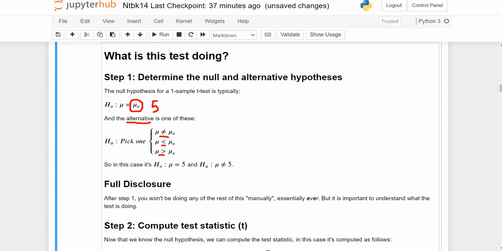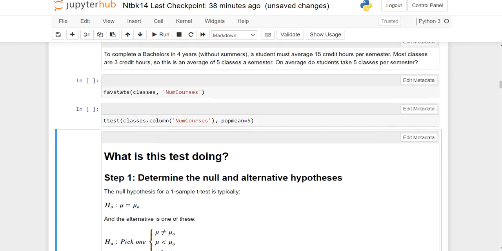Now, what did we say? Well, we're just checking to see if it's 5 or if it's something different. So the alternative hypothesis is mu not equal to 5. Is there some other number? Is it either higher than 5 or lower than 5? Is it different than 5? That is the question we are asking. And full disclosure, we won't be doing a lot of this manually, almost ever, but they are going to show us where the computations come from, what the computer is doing.